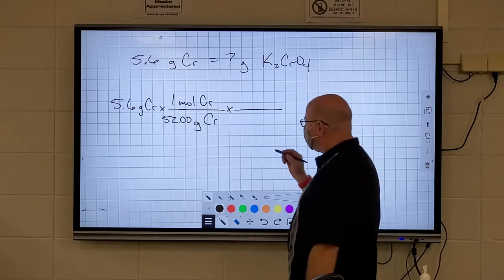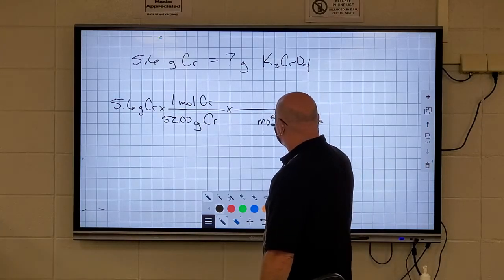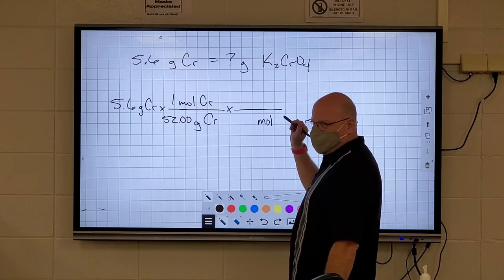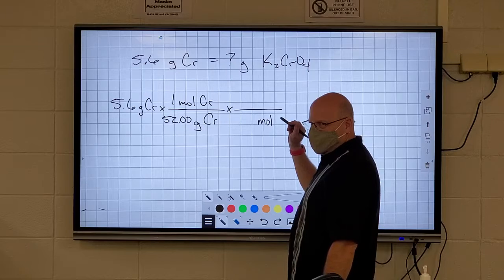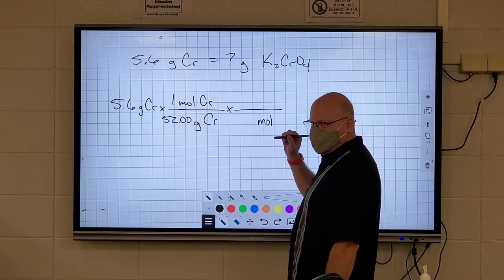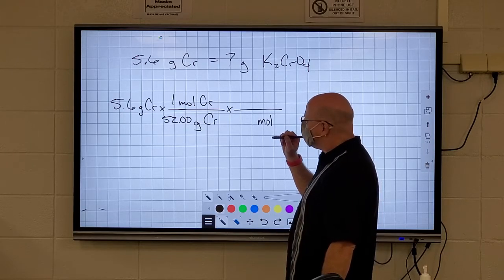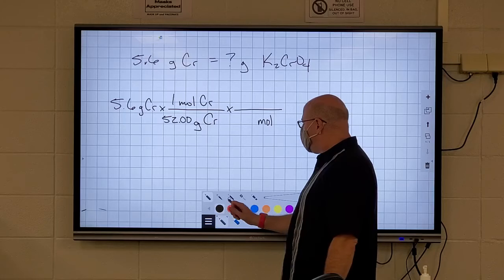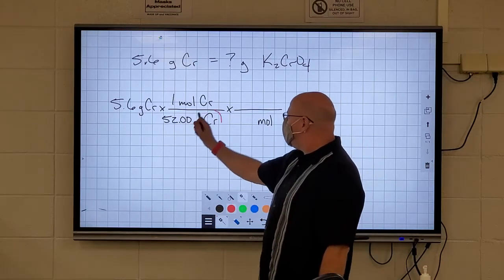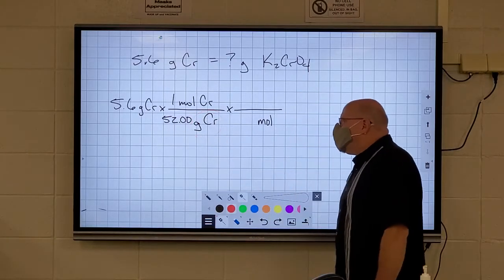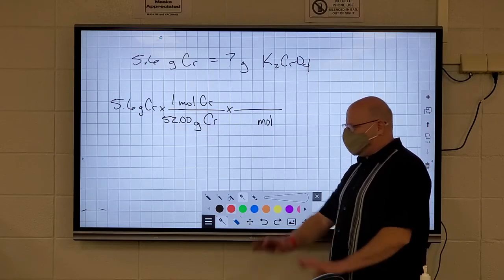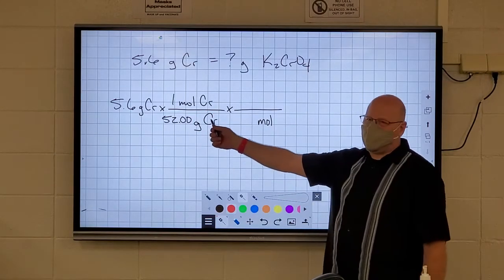A mole of... Look at your units. No, up on the screen. Why is this grams of chromium? Has to be... because there's a mole on top, so 1 mole. No. Why does that have to be grams of chromium?